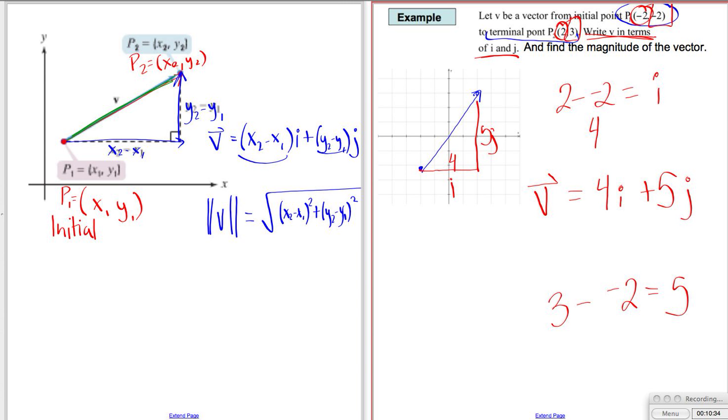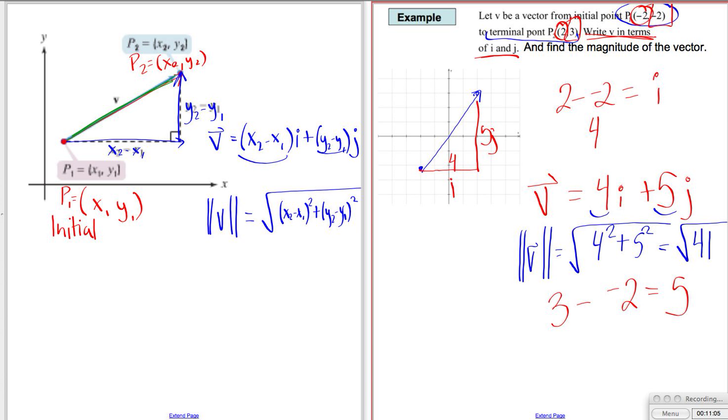Now if I wanted to find the magnitude, it's much easier once I have this, because I'm simply going to square these two, 4 squared plus 5 squared, and square root the result. That's how I find the magnitude of vector v. This gives me the square root of 16 plus 25, which is the square root of 41. And that's my magnitude of vector v. Pictures are really helpful at the beginning here, but over time you'll want these formulas. You'll want to know how to find these without a picture.